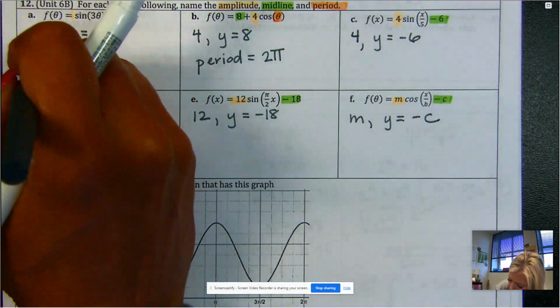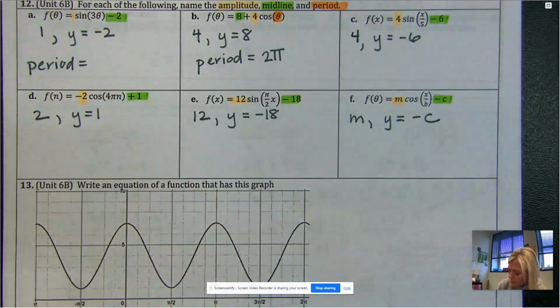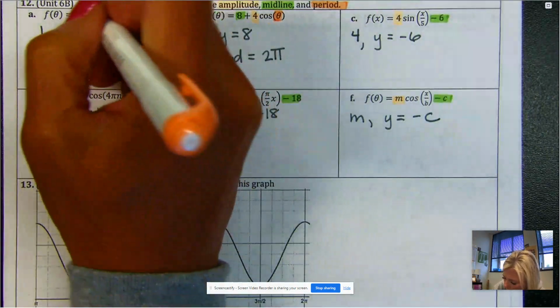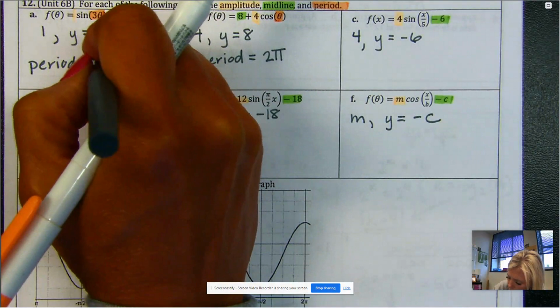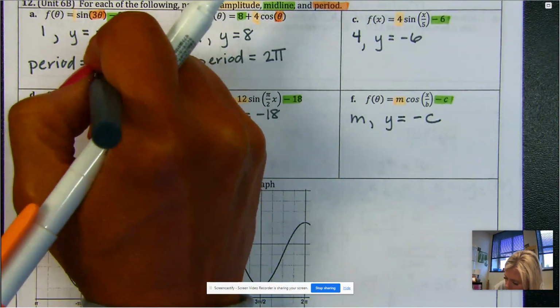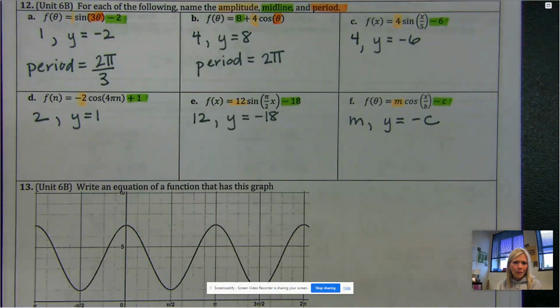So in A, I'm going to write down period equals. See how we have 3 times theta, not just theta? So it's 2 pi divided by 3. And because 3 doesn't divide evenly, I'm just going to leave it like that.